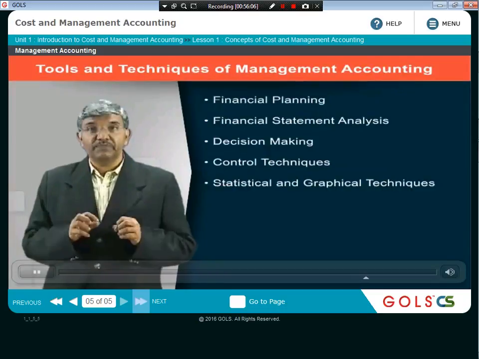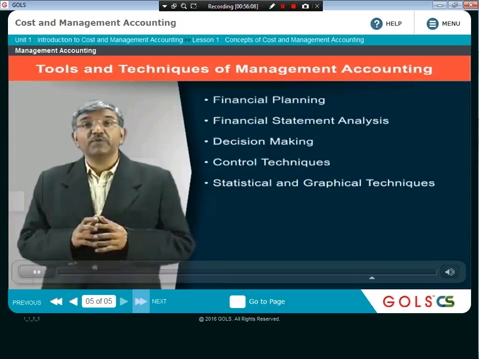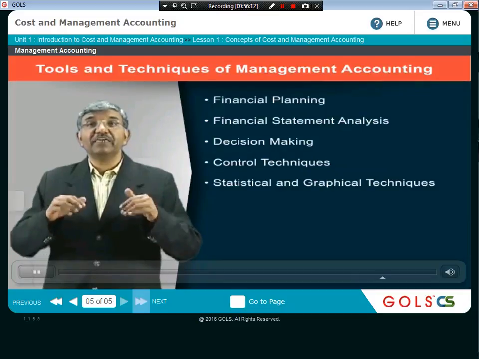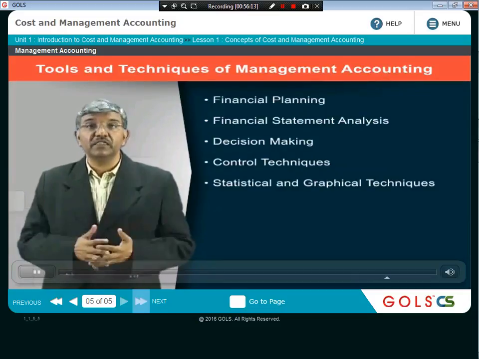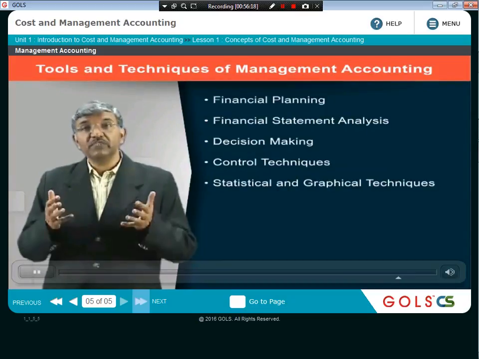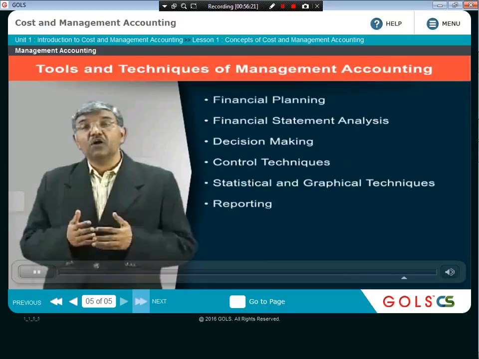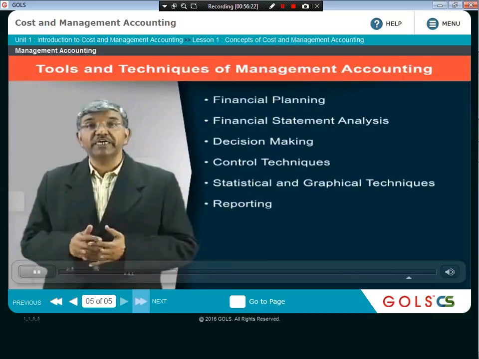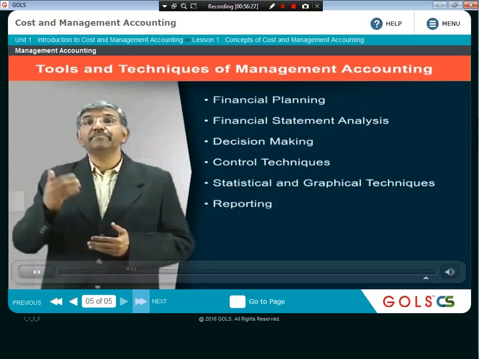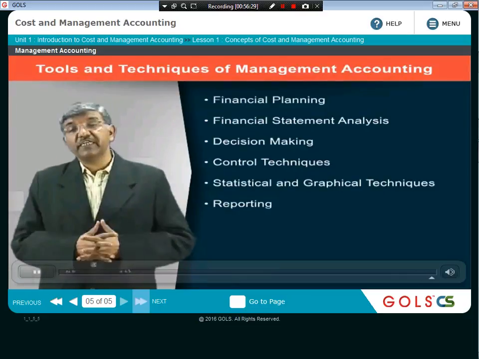By merely giving the figures, it will be very difficult for a layman to understand. So it is one of the tools or techniques of management accounting that the accounting information will be presented in statistical and graphical techniques. And the next one is nothing but reporting. All this is done for the purpose of reporting to the management as well as the needy people. So that is the tools and techniques of management accounting.